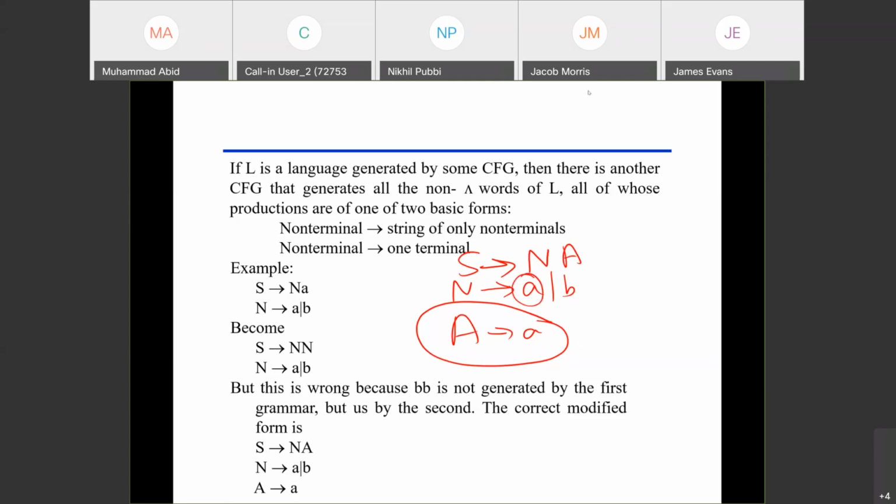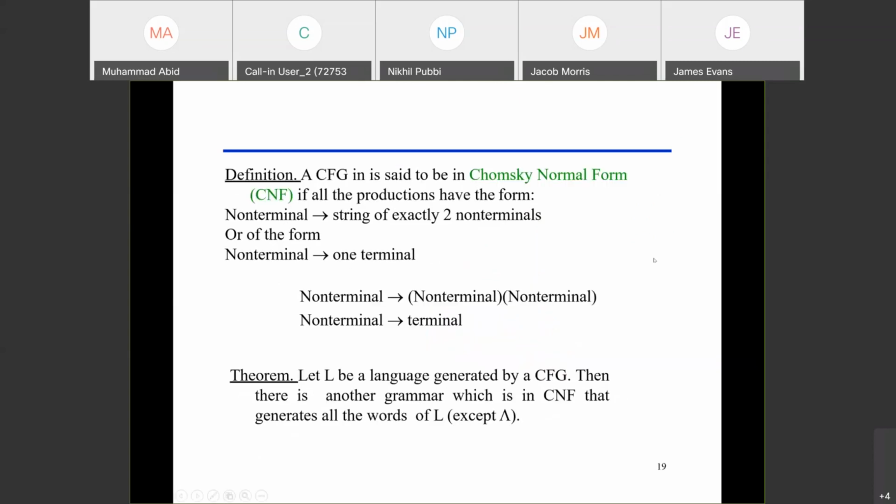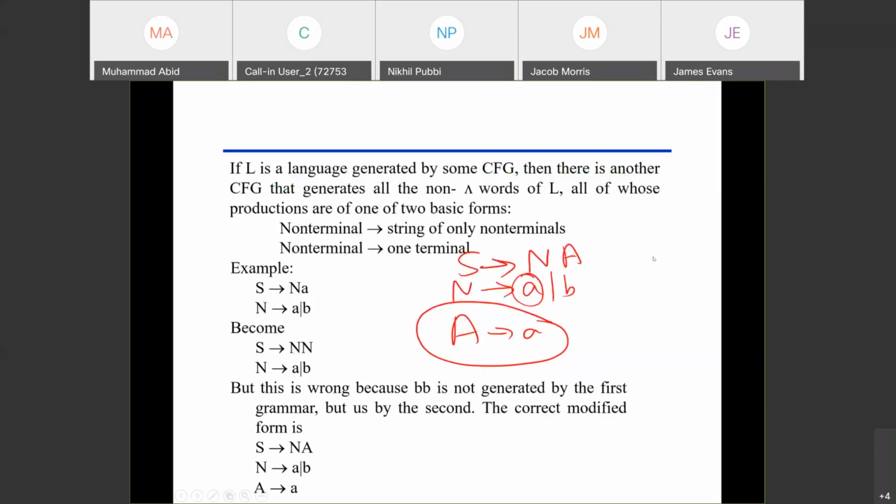I hope you understand this thing. Anyone has any question? No question. Okay. So if you understand this thing, let's go to the next step.